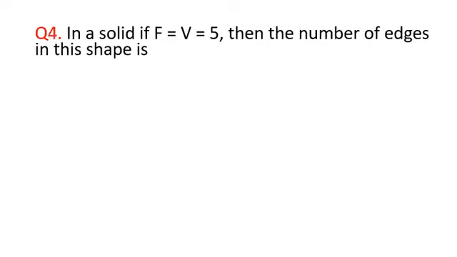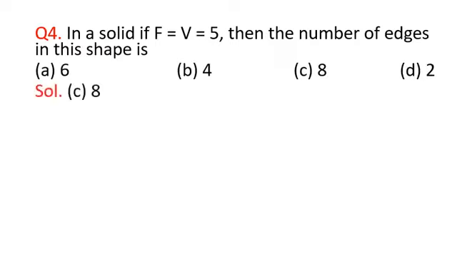Coming to the fourth question: in a solid, if F is equal to V is equal to 5, where F stands for faces of a solid and V stands for vertices of a solid, then the number of edges in this shape is... In this question we need to use Euler's formula. Euler's formula defines the relationship between faces, vertices and edges, and out of these three, two are given to us and we need to find the third one. Let us see the options now. A is 6, B is 4, C is 8 and D is 2.